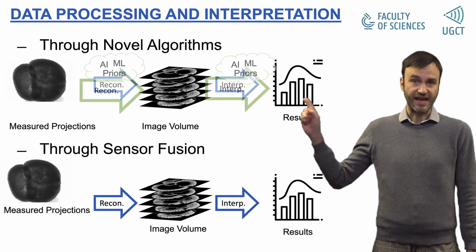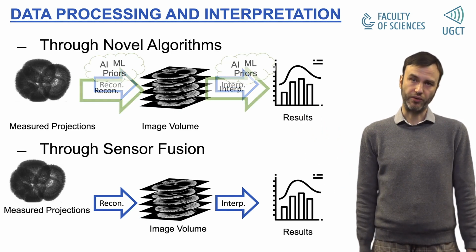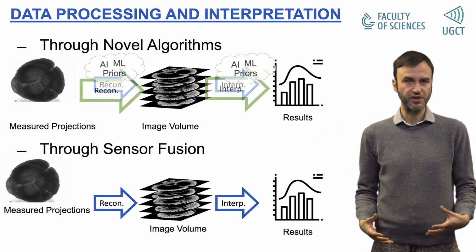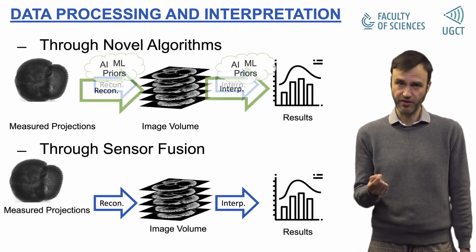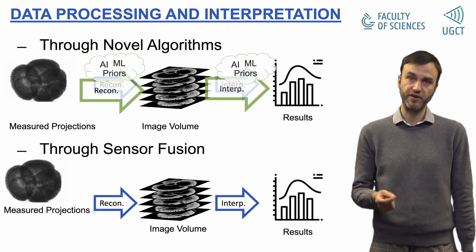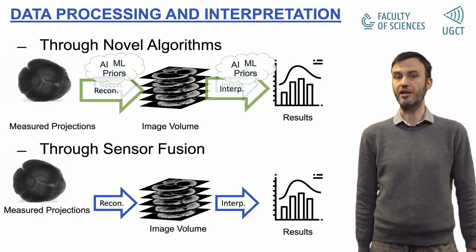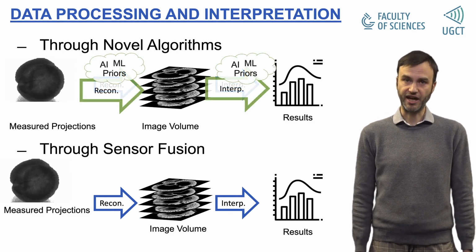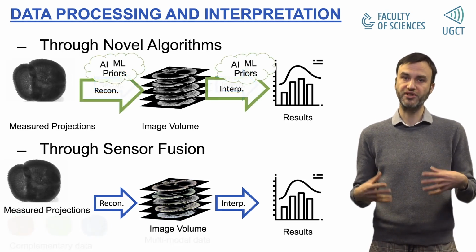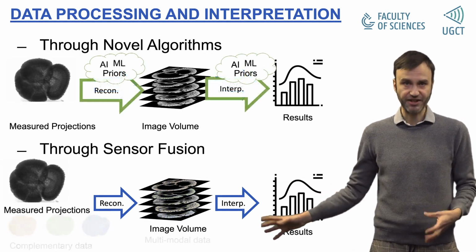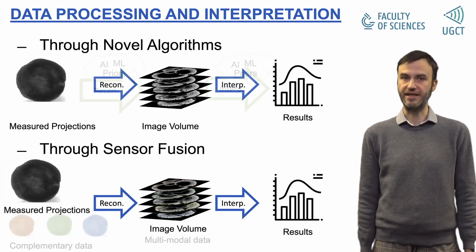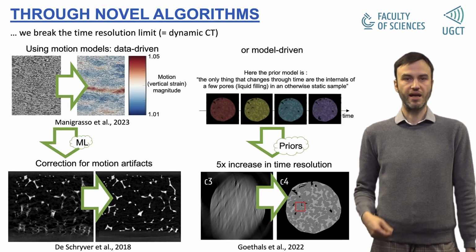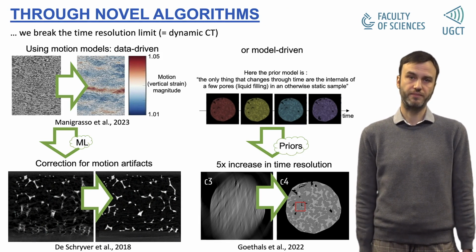The first is the development of new algorithms, where we seek improved ways to process the data, notably by imposing either a data-driven or a hypothesis-driven model of what it is that we should be imaging. The second type is the combining of multiple sensors data, where we add complementary information to a given micro-CT dataset. Let me give you a few examples.